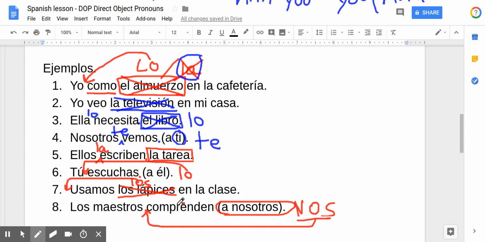So for now, when you just have one verb in these sentences and you're using a direct object pronoun, always put it directly in front of the conjugated verb. So like in that first sentence up here, where I have the lo for the lunch, don't put it in front of the yo. It has to go right in front of the conjugated verb, which is como.